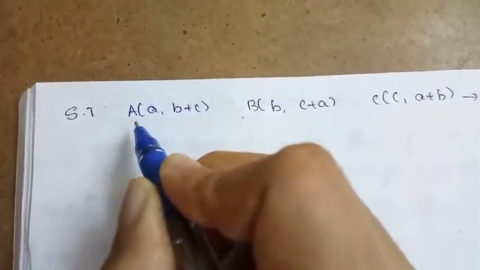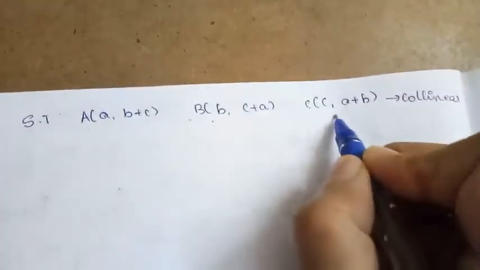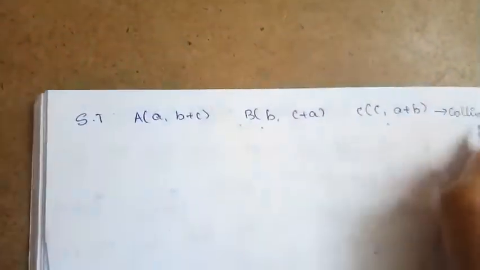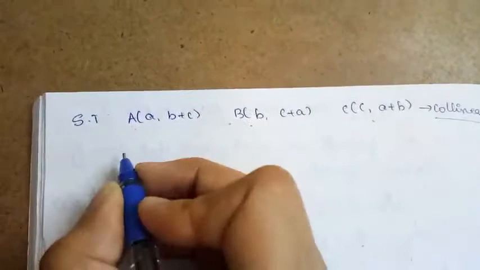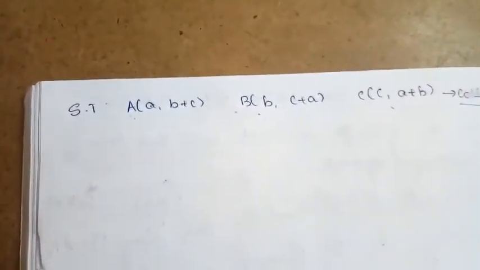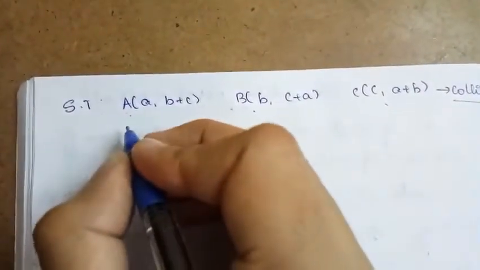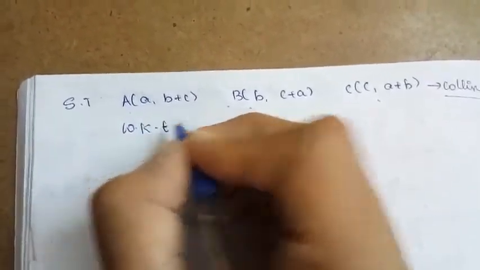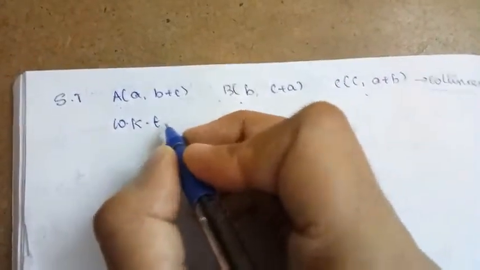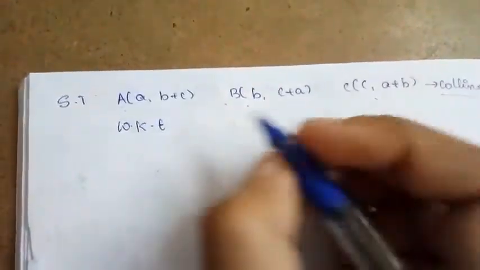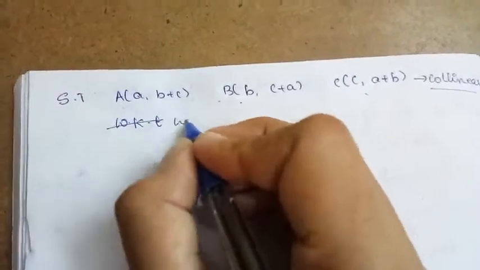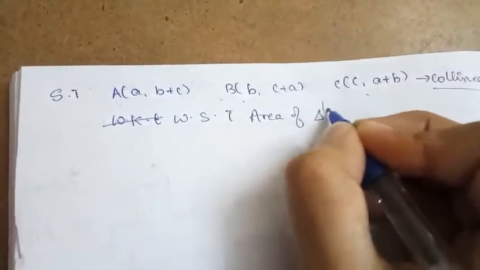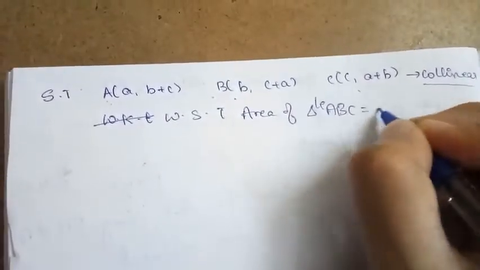They have given you the 3 points A, B and C, and they have asked us to show that they are collinear. So collinear means all the 3 points are lying on the same line. We need to show that. How can we approach that with the concept of area of triangle? We already know that if these 3 points are collinear, then the area of triangle is equal to 0. So here we need to show that the area of triangle ABC is equal to 0.